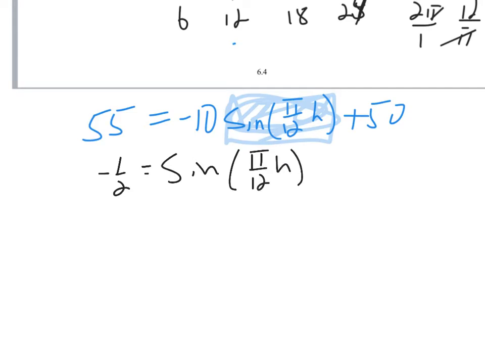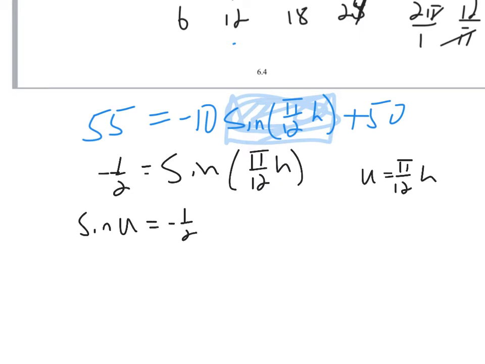Then we can do that same kind of u substitution. You don't even need to write this down if you can handle it. I'll write sine of u equals negative 1/2.